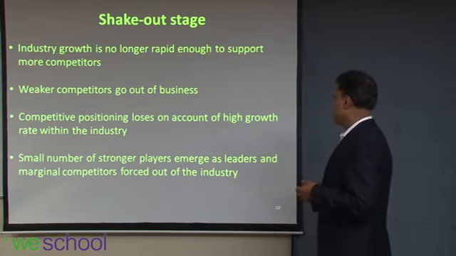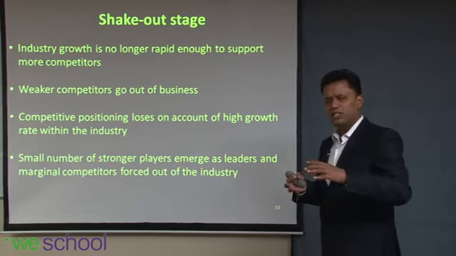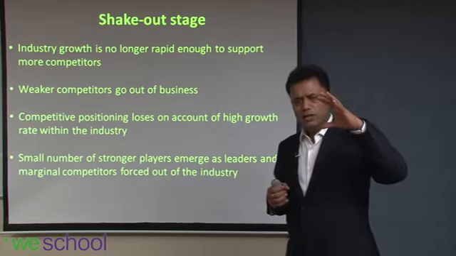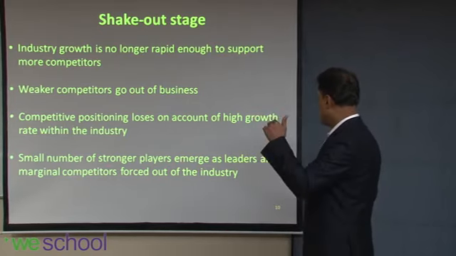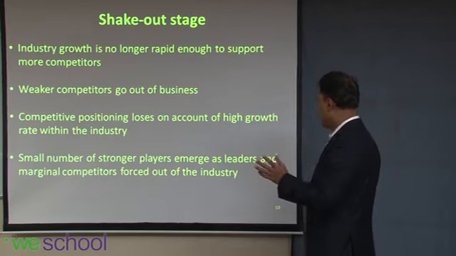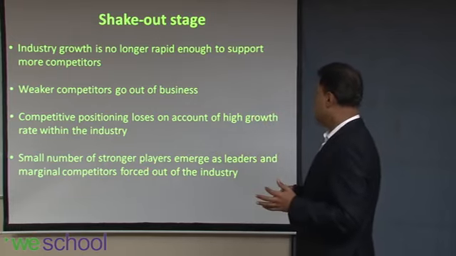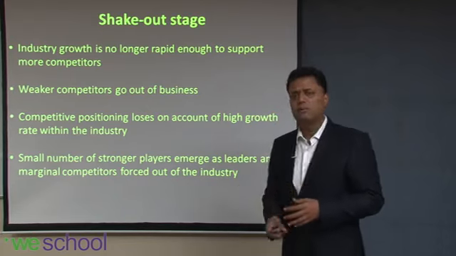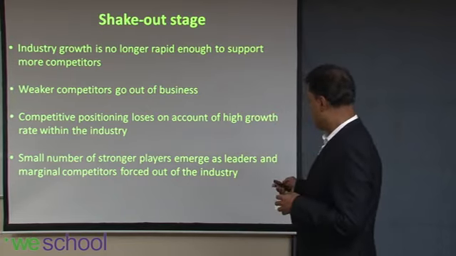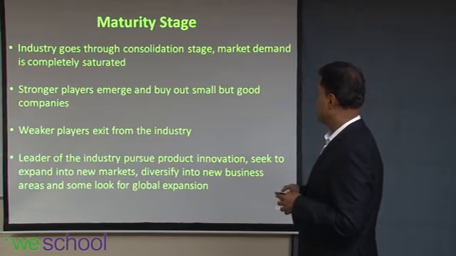A small number of stronger players emerge as leaders. In every industry, as I said earlier also, there are 3 or 4 players who become leaders: number 1, number 2, number 3, number 4 in a particular industry. Those are the stronger players. Marginal competitors are either forced out of the industry or acquired by the bigger company, the bigger organization.